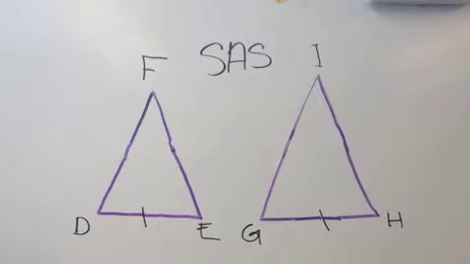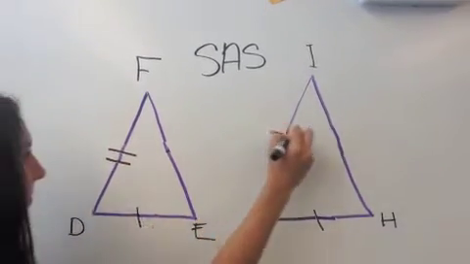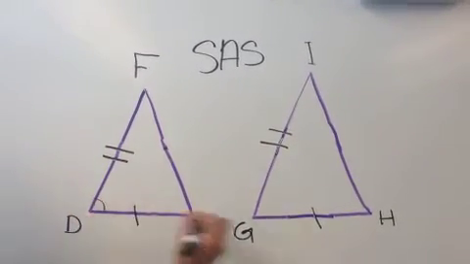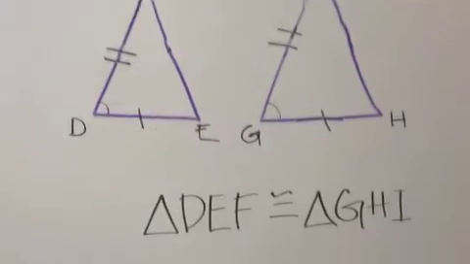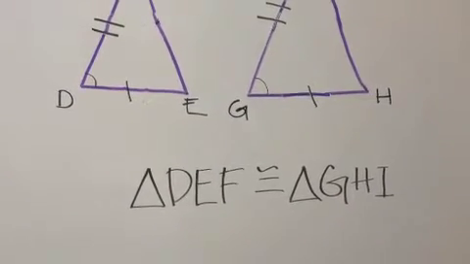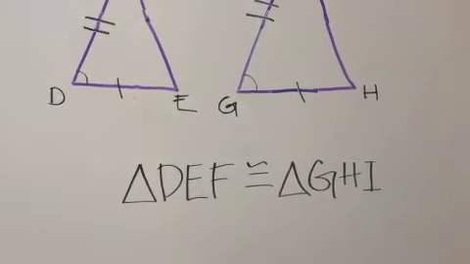If two sides and the included angle of a triangle are congruent to two sides and the included angle of another, then the triangles are congruent. Triangle DEF is congruent to triangle GHI through side angle side.